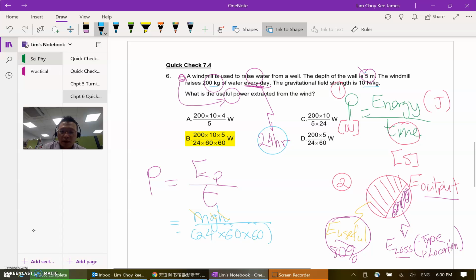So in this case, my mass is 200 kg in SI unit, my height is 5 meters in SI unit, and the gravitational field strength is 10 Newton per kg. So my substitution will look like this.